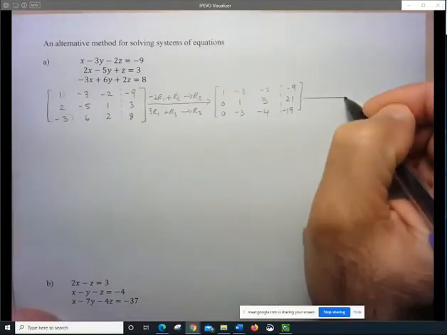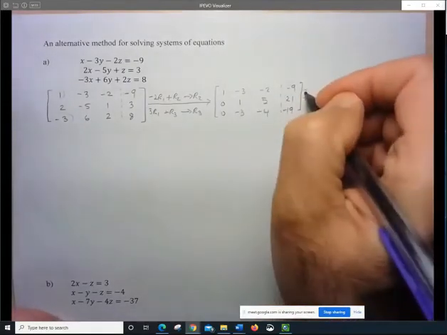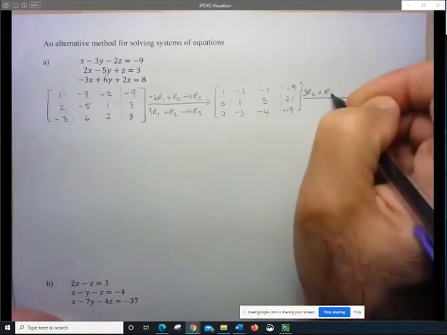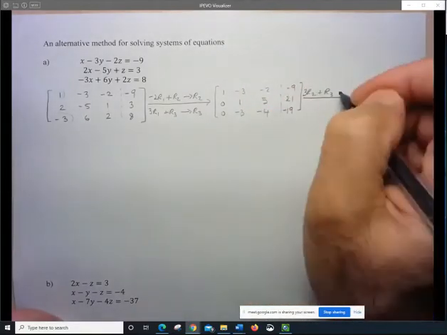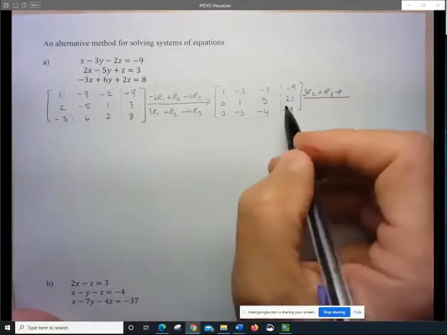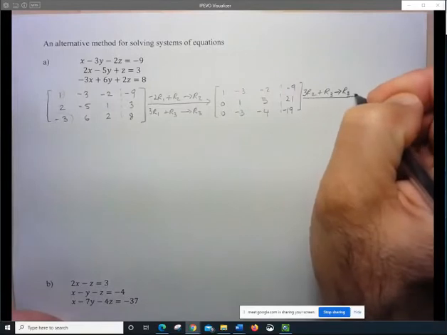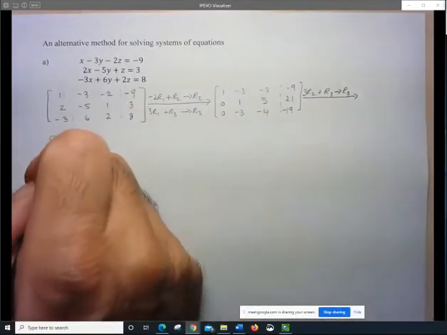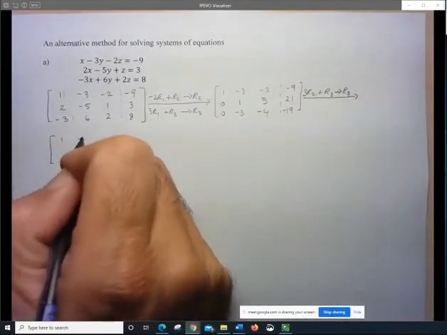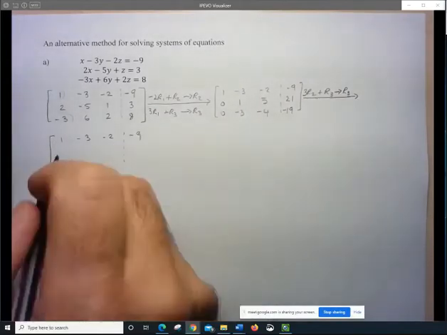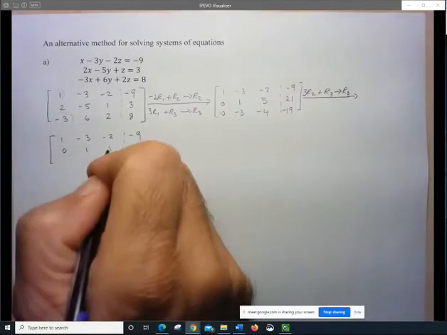So now what do I have to do? I have to do, well, 3 times row 2. And I'm going to add that to row 3. Remember, I always do additions. And then I'm going to use the new equation to replace row 3. So let's see what happens. I'm not changing the first row. I'm not changing the second row.